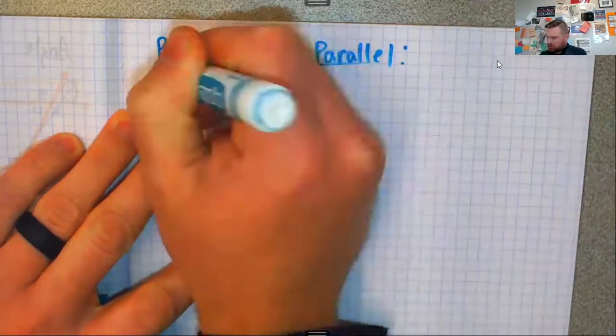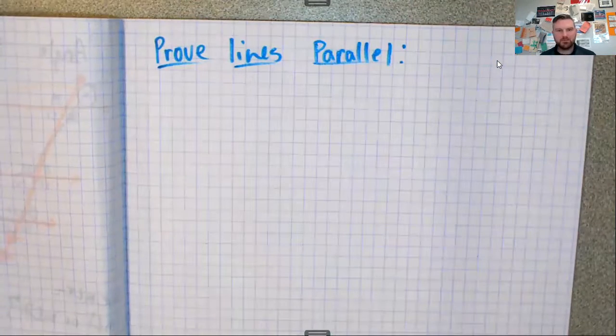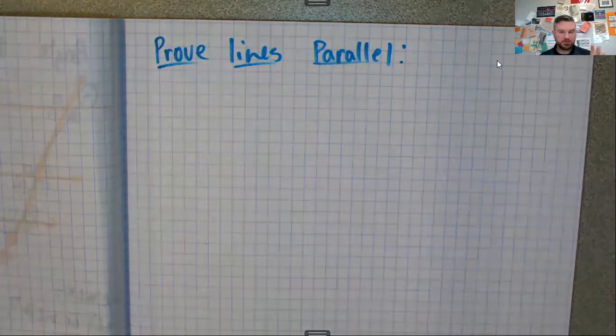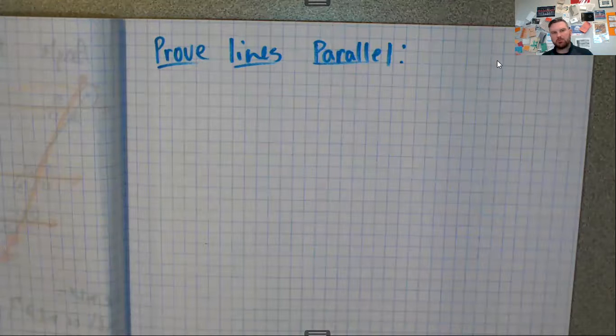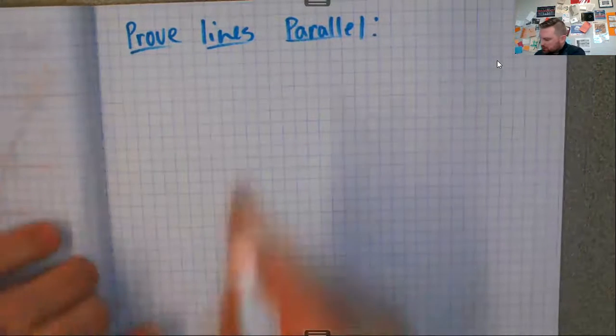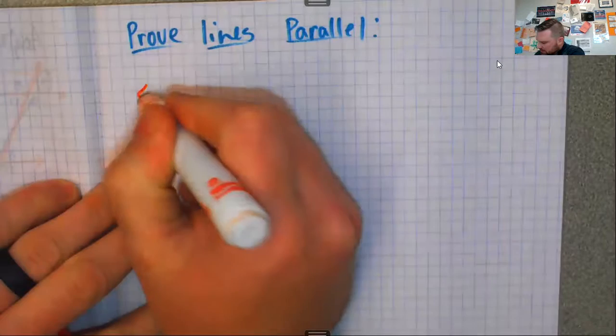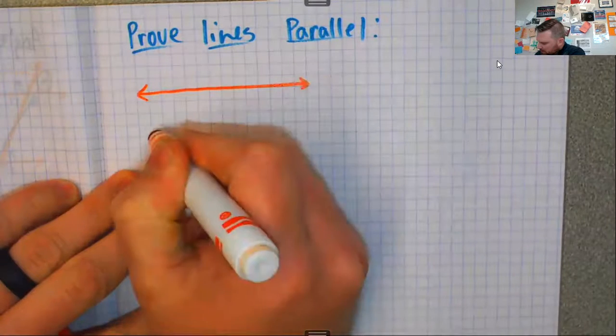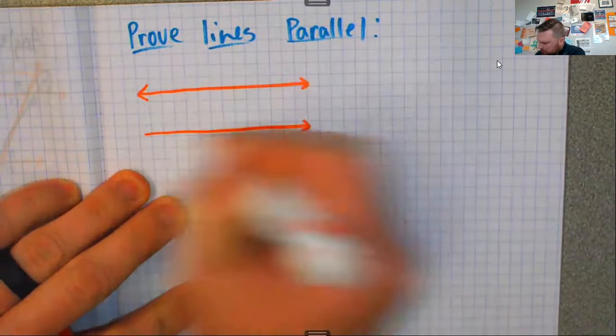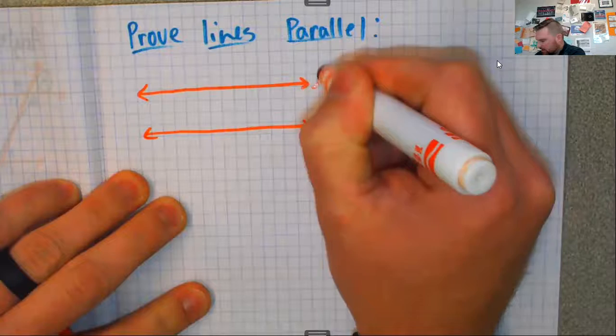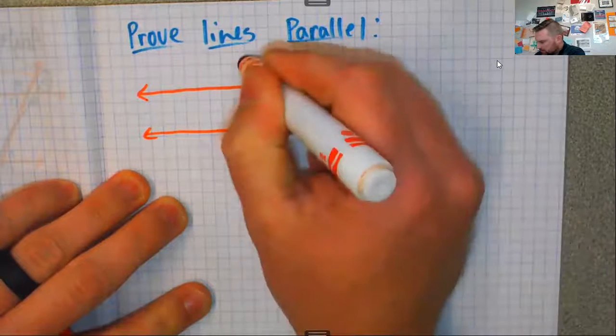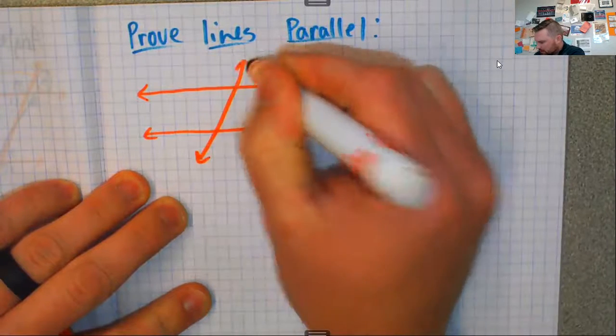Okay, and we've already talked about what happens if lines are parallel, what happens to these certain angle groups or angle pairs. Now we're going to look at how to prove that two lines are parallel if I don't know that they already are. So let's say we have some lines here crossed by a transversal. So we'll have line L and line H, and we'll call this line K.